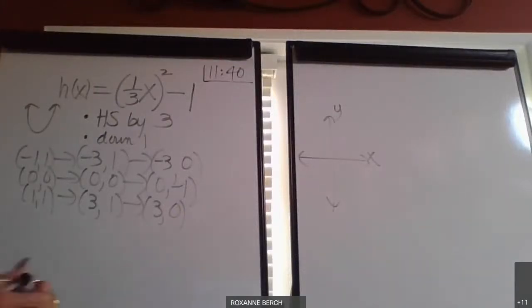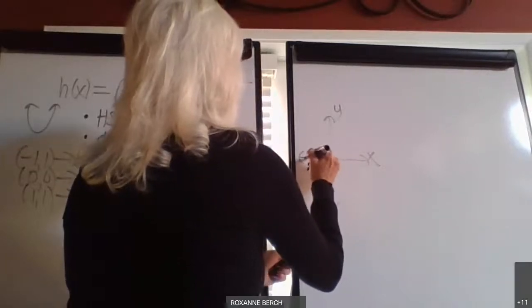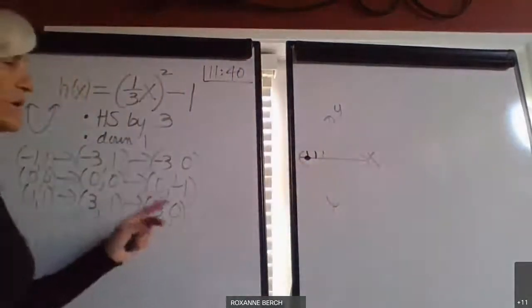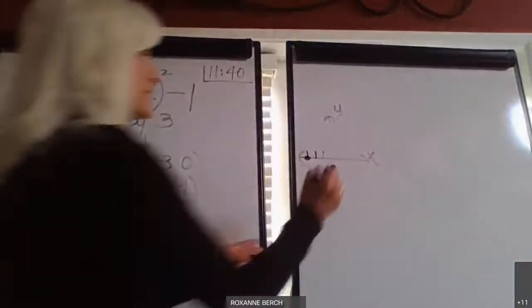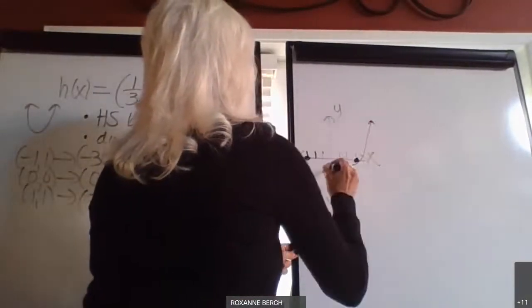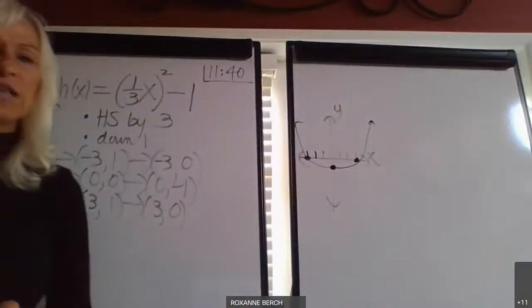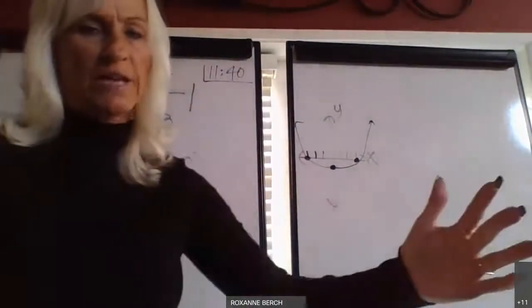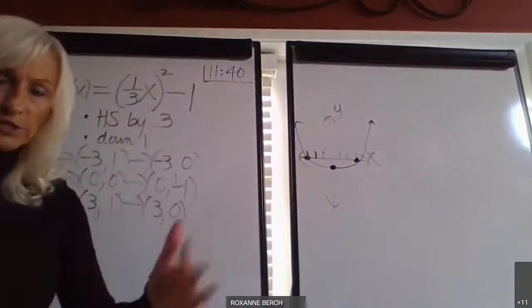So left 3, 0. Zero down 1. Right 3, 0. So the question is, does that look like it was horizontally stretched? Yeah, it looks pretty fat. Was stretched.